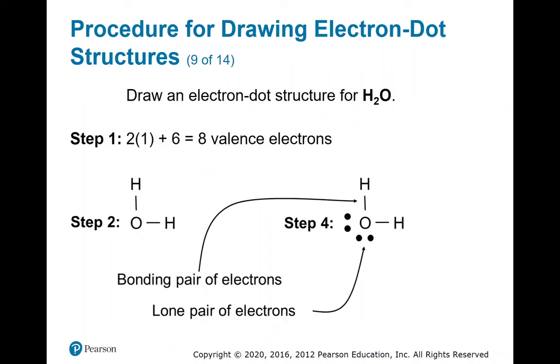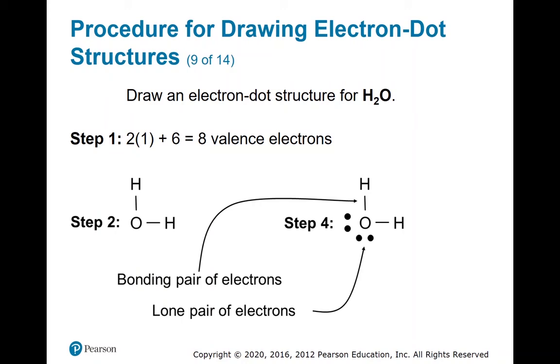So let's start with a simple example. However, this one's going to be a little bit less simple than the first Lewis-Dot structures we looked at, where we just had 2 atoms. So if we want to draw an electron-dot structure for water, H2O, we're now moving on to a situation where we have 3 atoms.